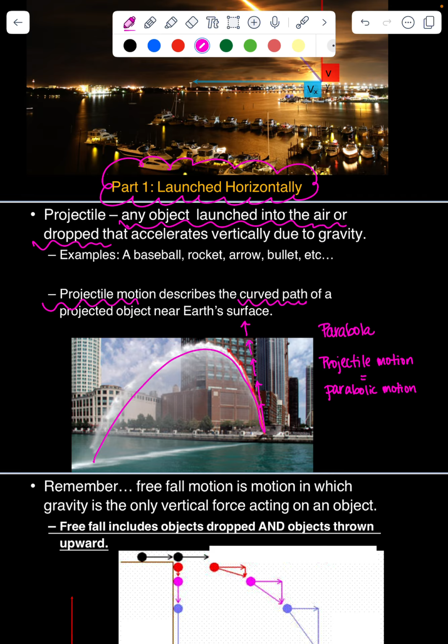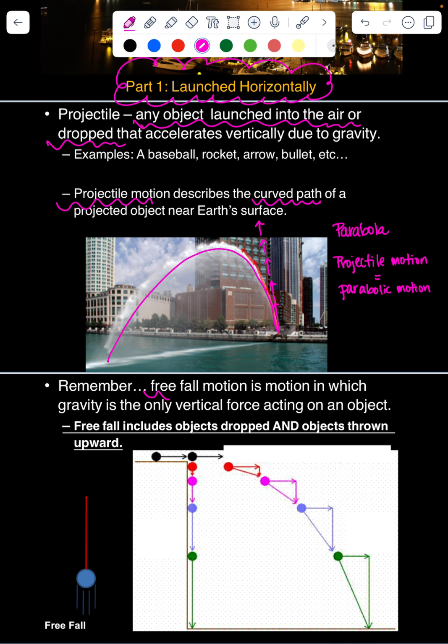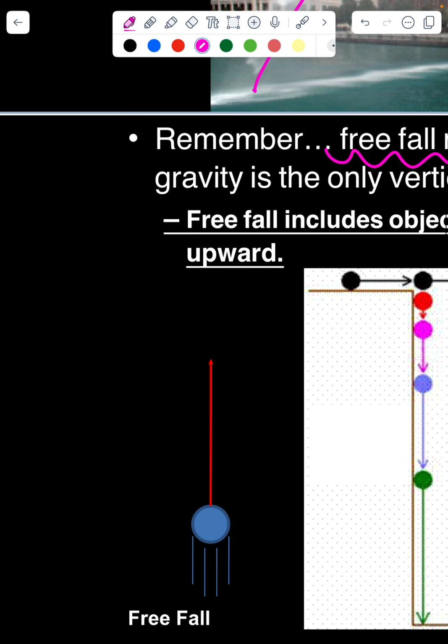Before we really get into these parabolas, these projectiles, I do want to review what free fall is. Free fall motion occurs whenever you have something that is traveling through the air near Earth's surface. We dealt a lot with it with things that were falling, but remember, it was for things that were falling and things that were thrown upward. I'm just going to go down here.